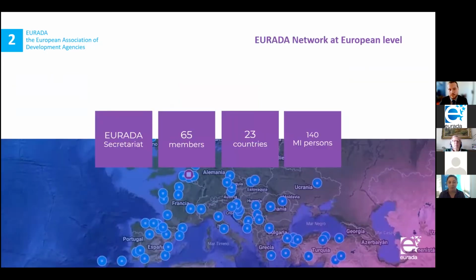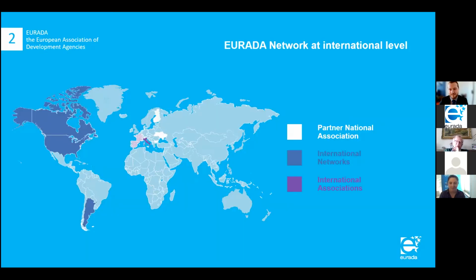So this is the reach of our network, let's say. Our secretariat is based in Brussels. We have 65 members currently, and we're still growing. We cover 23 countries and currently we are touching the economic life of 140 million persons every day through our work. We also liaise with our overseas counterparts like IEDC in the States. We have a counterpart in Canada, so here you can see where they are.